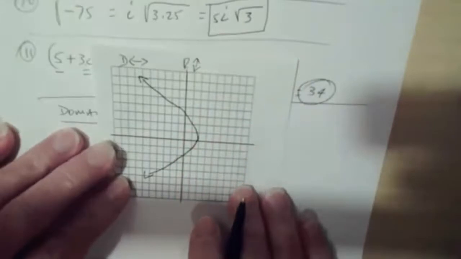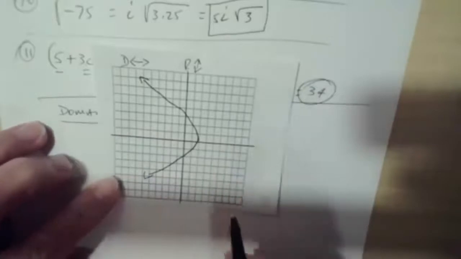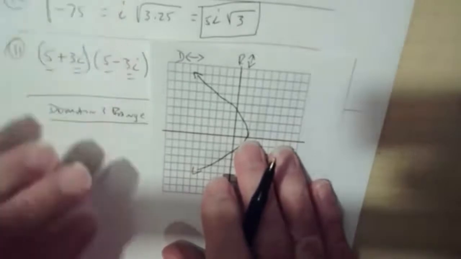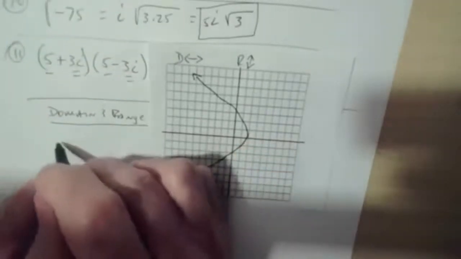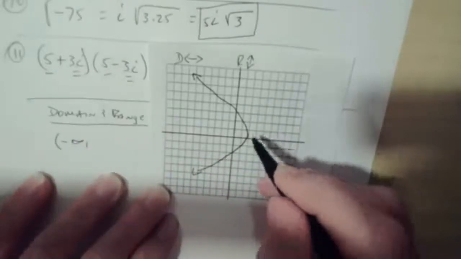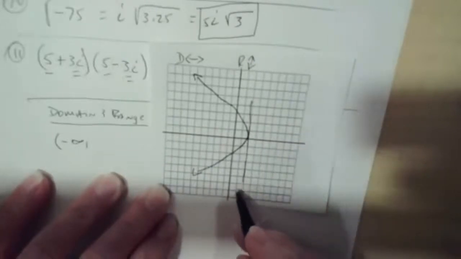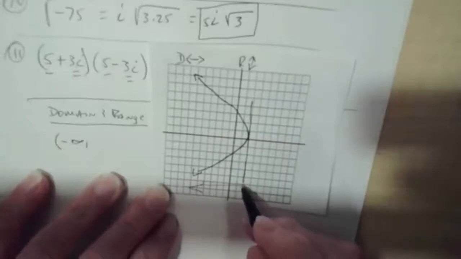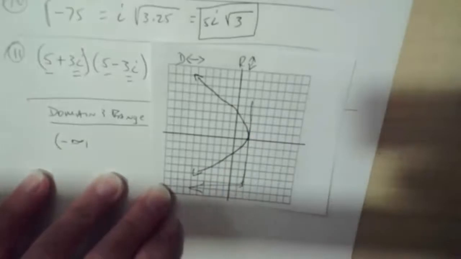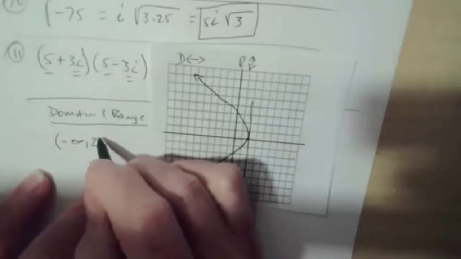So our domain here goes from, how far to the left does it go? I'm going to move this over here. How far does it go to the left? Negative infinity. And how far does it go to the right? Okay, we want to go from here, this is where it starts, all the way to infinity. And because this is a solid line, it includes the number 2, and we use a bracket.